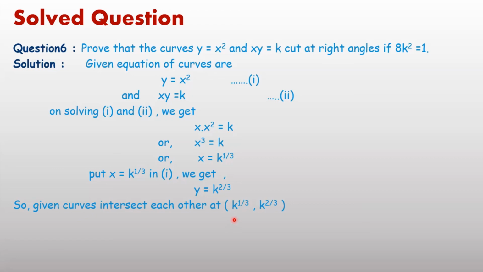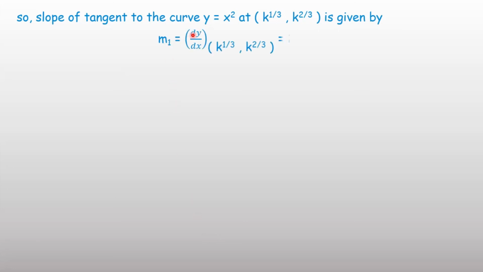Now at the intersection point you have to find the equation of tangent to both curves, and after that you have to solve. First, from equation first we have y equals x square. Differentiate: dy by dx equals 2x. At the given point, now you have to write the slope of tangent. The slope of tangent to the curve at the given point is m1 equals the value of dy by dx at x equals k power 1 by 3 and y equals k power 2 by 3. So put the value, you are getting 2 into k power 1 by 3.